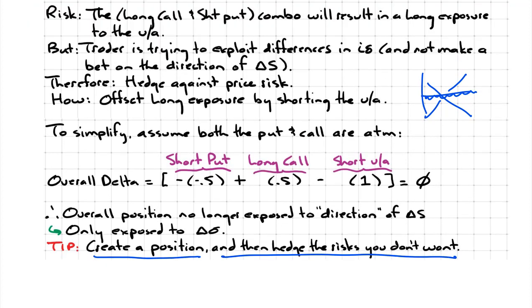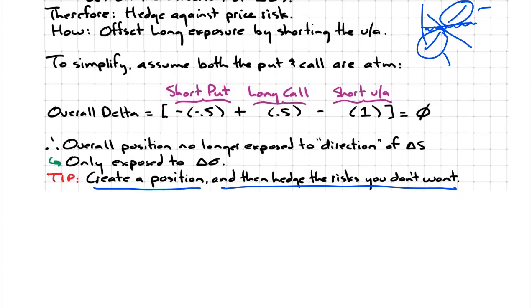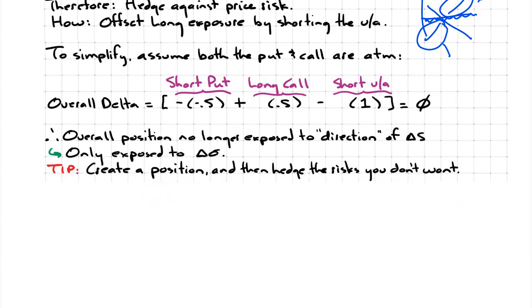In this case, what the investor did is he went long call and short put because he was after the volatility convergence. But then when he created these two positions, he got a whole bunch of other risk exposures with that. So the trick is you hedge away the risks you don't want, and then you're left with the exposures that you do want. In this case, the exposure he does want is changes in implied volatility.